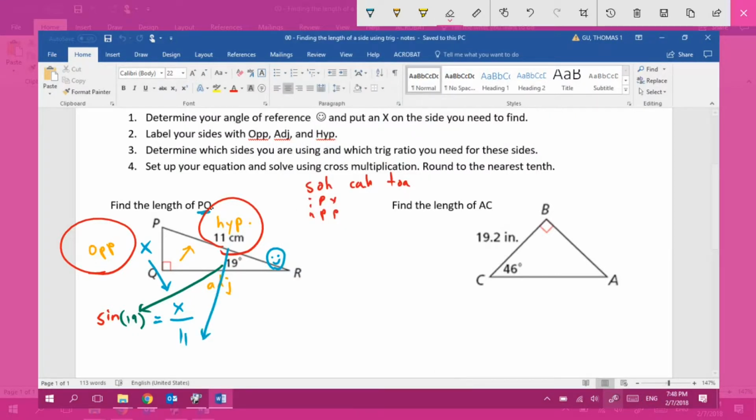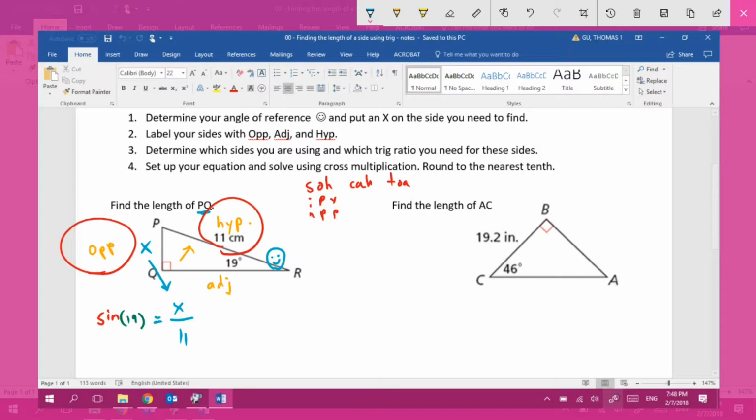So the X I took from the opposite side, and the 11 I took from the hypotenuse side, because remember, sine is opposite over hypotenuse. So I've got these numbers. Now, if I put it in my calculator, all we're going to do is solve by cross multiplication.